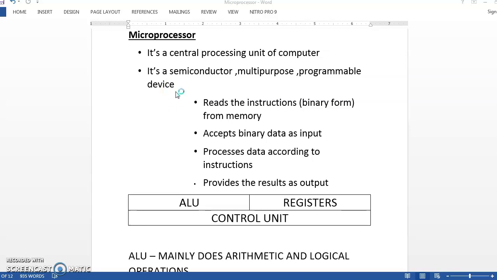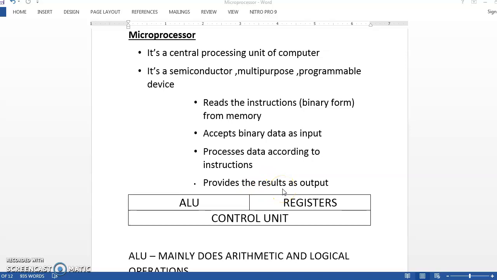So what the microprocessor does actually is it reads the instructions which are in the binary form, that is 0 and 1, from the memory. Then it accepts the binary data as the input and processes the data according to those instructions. And then it provides the results as the output. Now, this is the main function of the microprocessor: accept the data, read the instructions, process that particular data according to the instruction, and then provide the result.